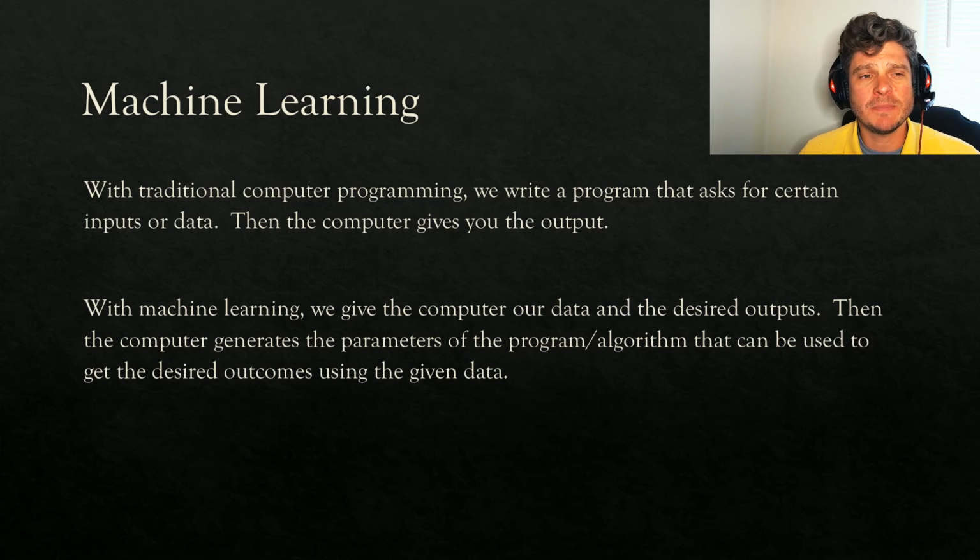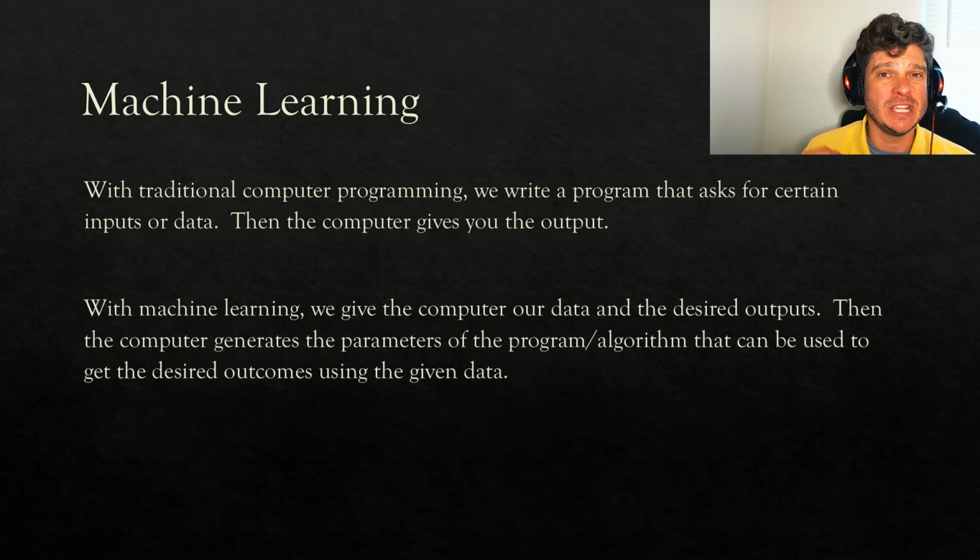So one of the big differences is that in traditional computer programming, we write a program that's going to ask for certain inputs or data. And again, a program that does a very specific thing. Then the computer is going to give you an output based upon that.